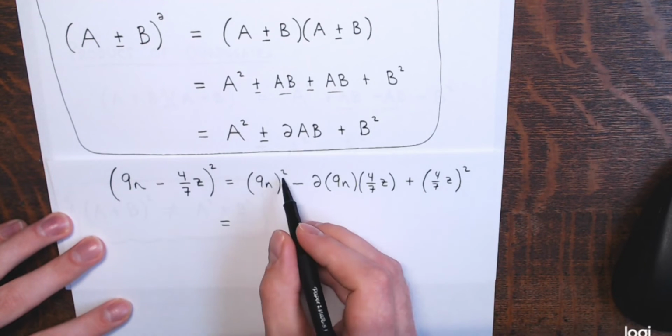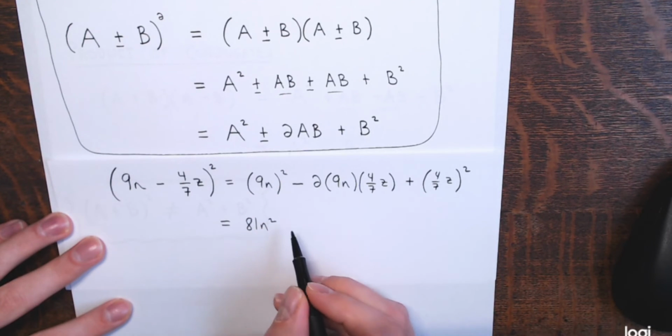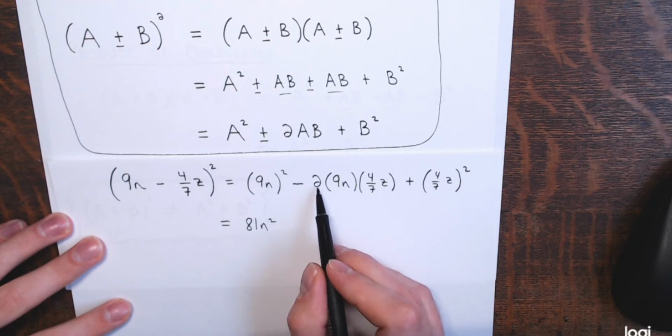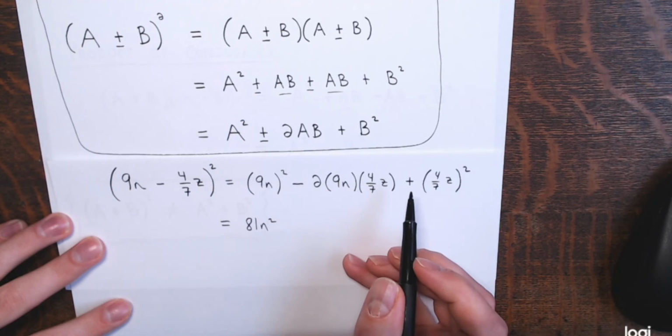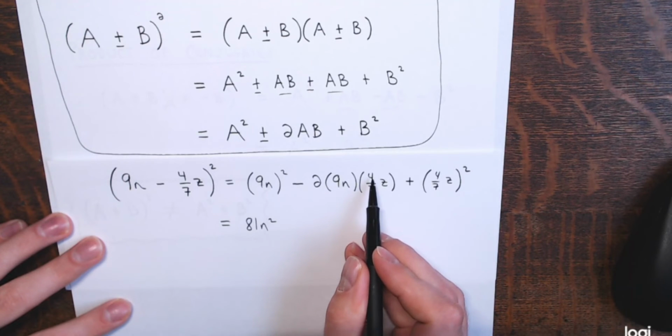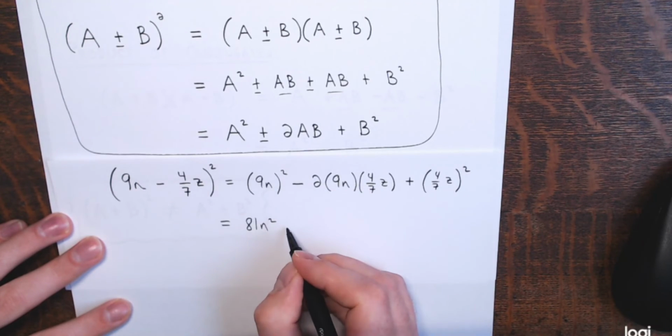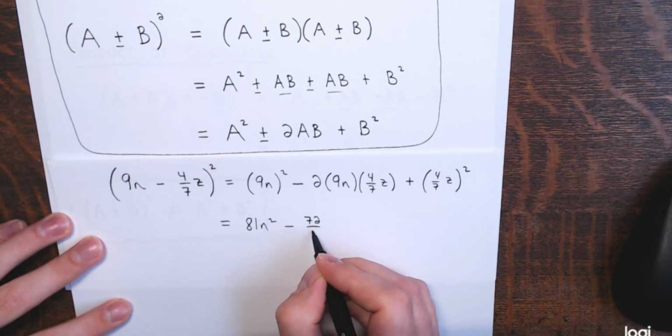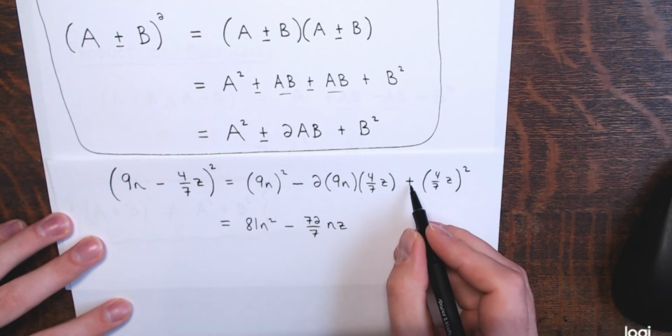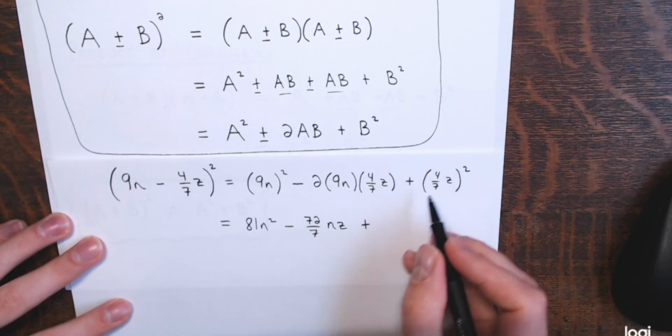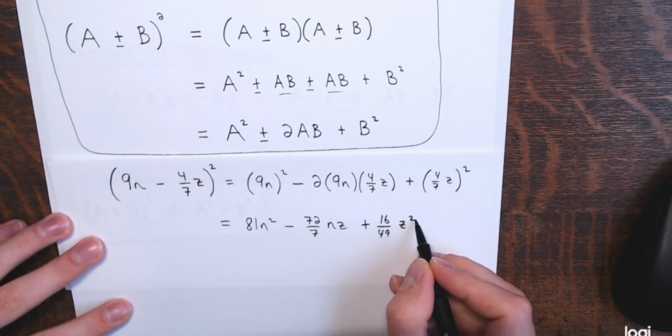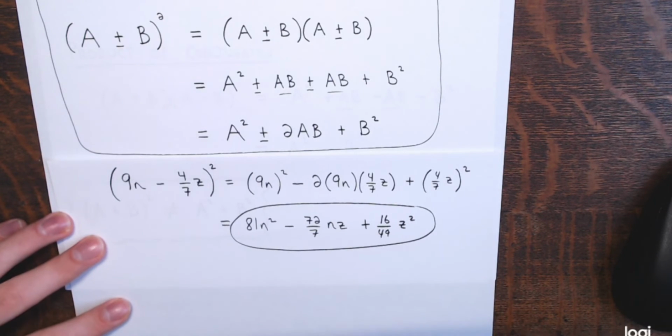9n to the second power would be 81n squared. And then 2 times 9 is 36. 18 times 4 would be 72. Not 2 times 9 is 18, times 4 would be 72. And then sevenths, right? So minus 72 sevenths. And then you still have n times z in there as well, so nz. And then plus 4/7 squared is 16/49. And then you've got z squared as well for that last term. There we go. That's as simple as that product will get.